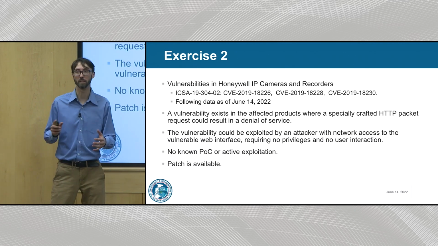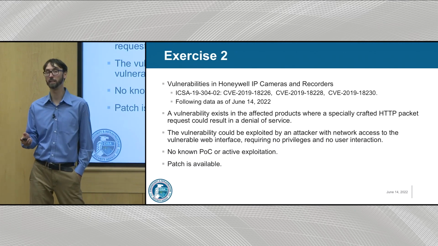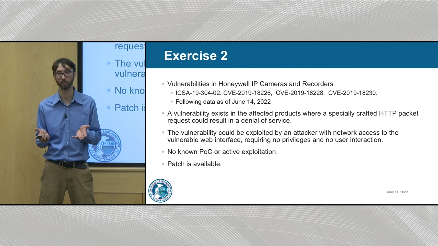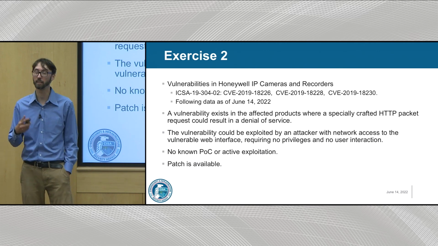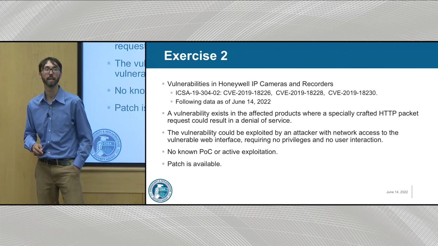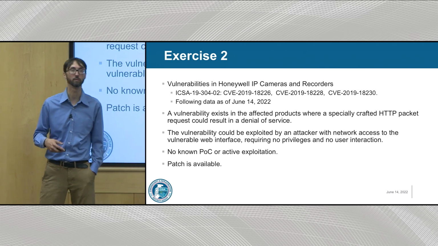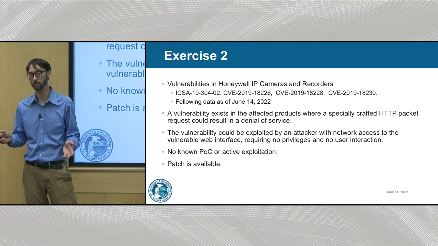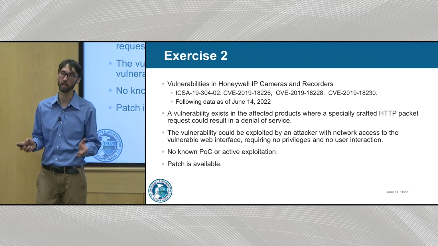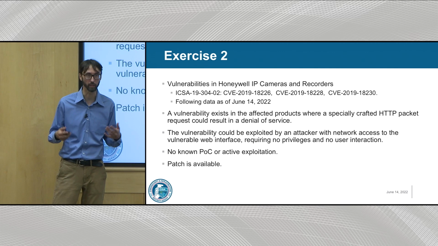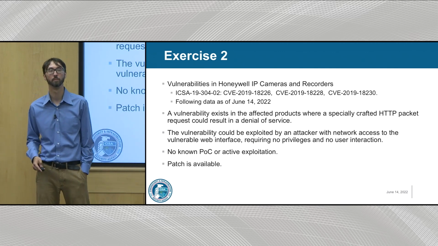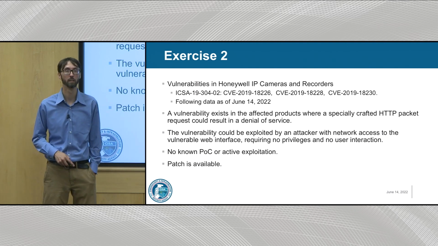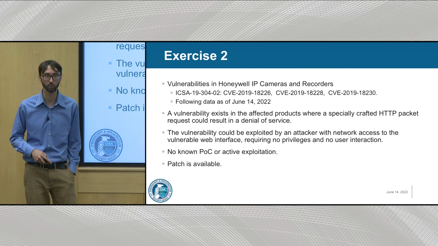Our second example from the deployer perspective is vulnerabilities in Honeywell cameras. These three vulnerabilities are sort of talked about together in the ICSA 19304-02, and all of this data is current as of this recording. Right? So a vulnerability exists in those products where if you send a specially crafted packet, you can cause a denial of service, you cause the camera to crash, stop recording, right? It doesn't require any special access, just a sort of packet of death sort of thing. A patch will be available for us if we choose to apply it.